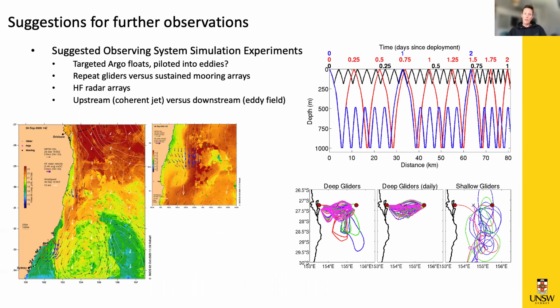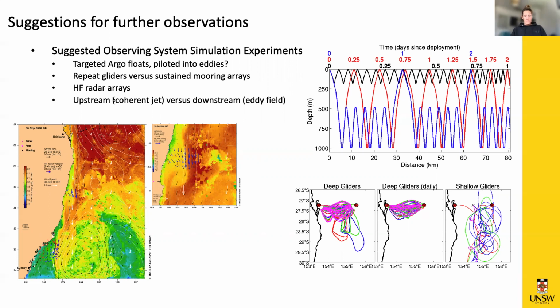In light of the 4D-Var experiments, which showed the importance of the sustained mooring array, given that the funding for the current mooring array is likely to end in 2023, we're interested in understanding whether we can pilot gliders across this section to get similar results as a sustained mooring array, which is significantly more expensive.